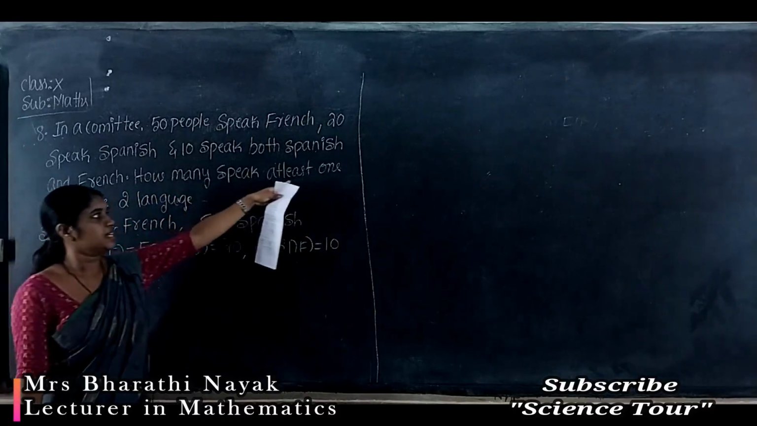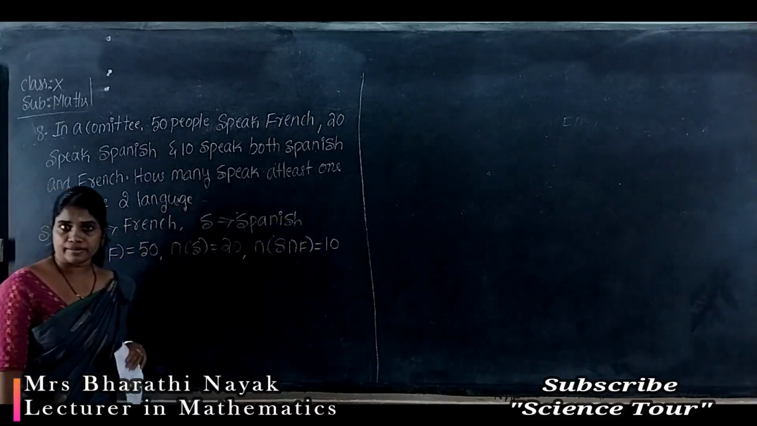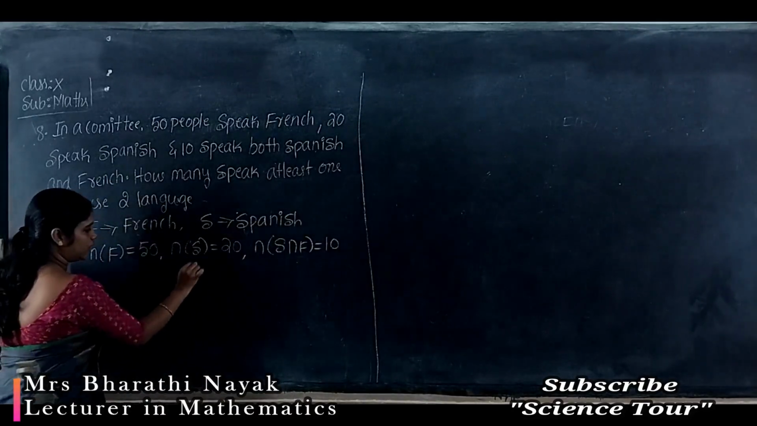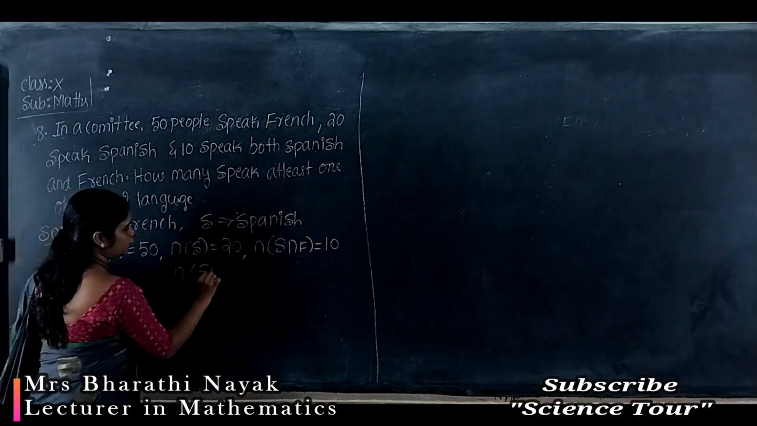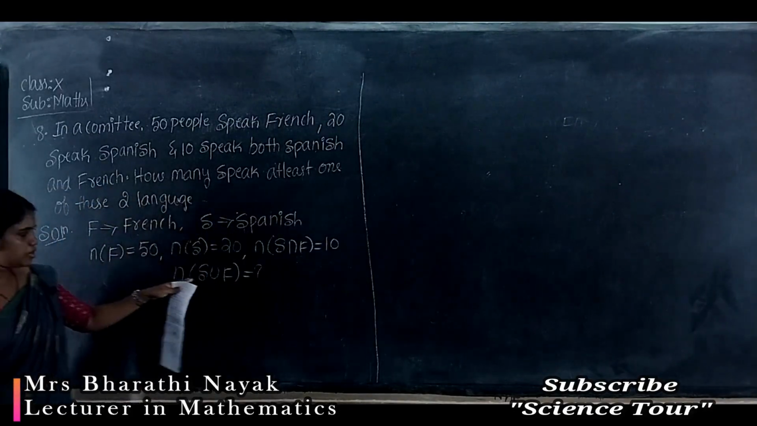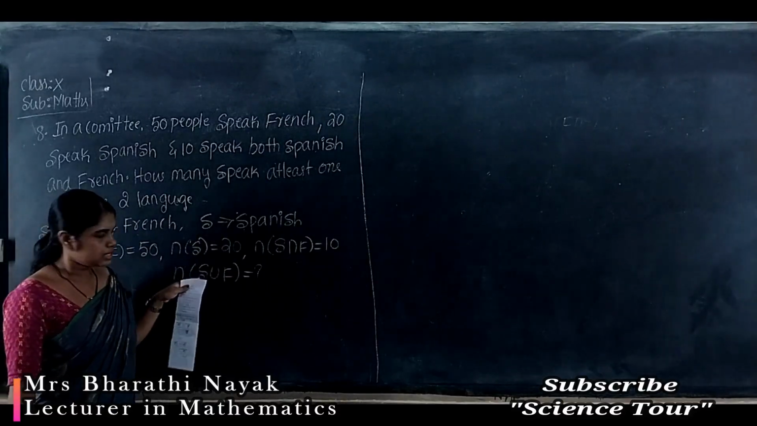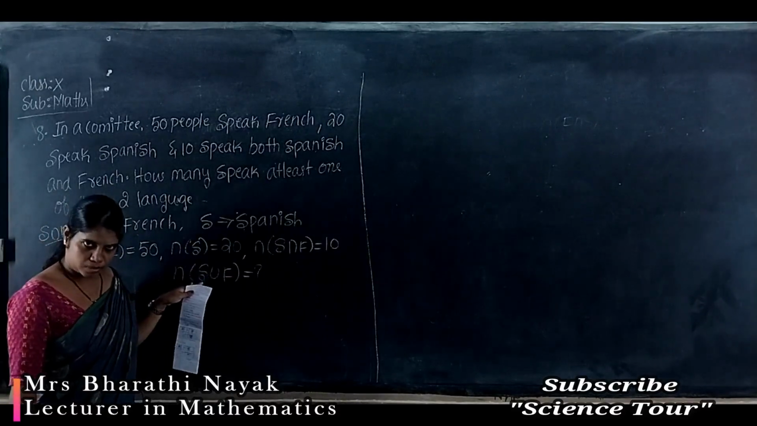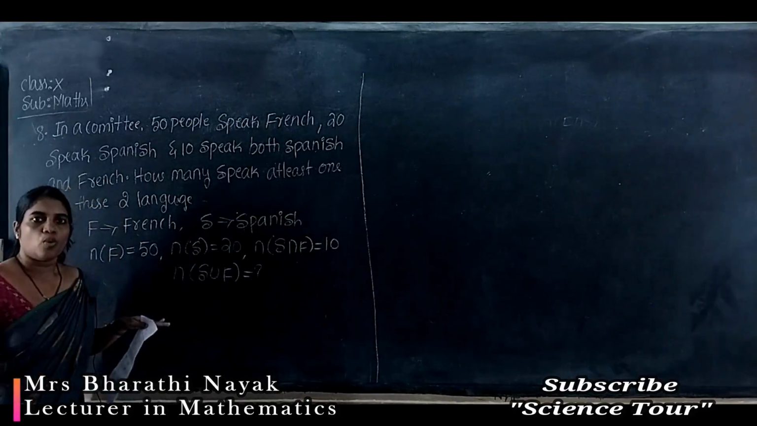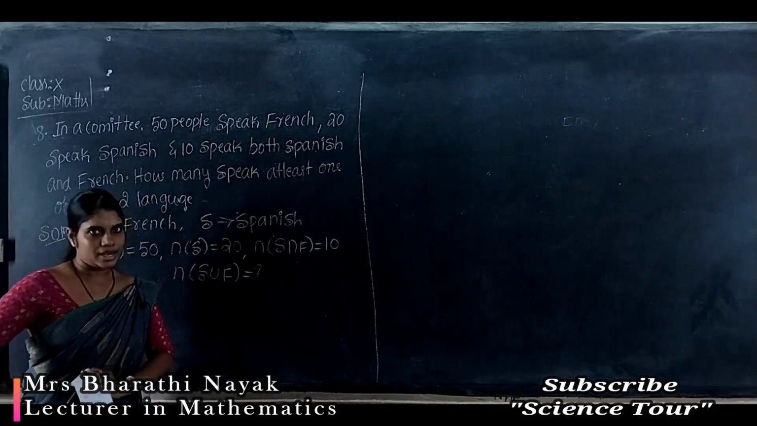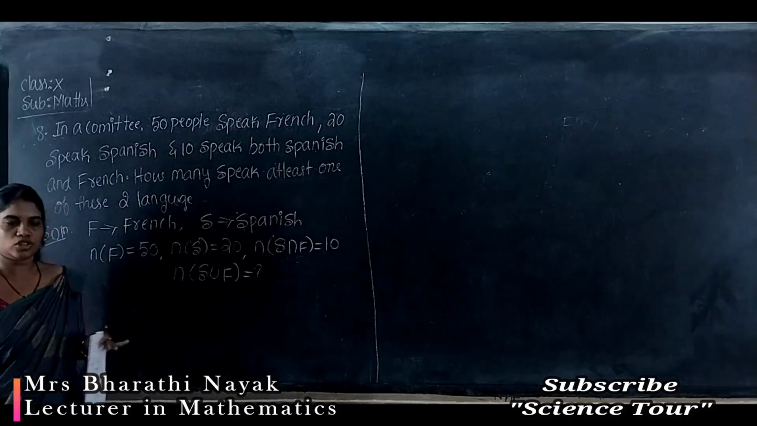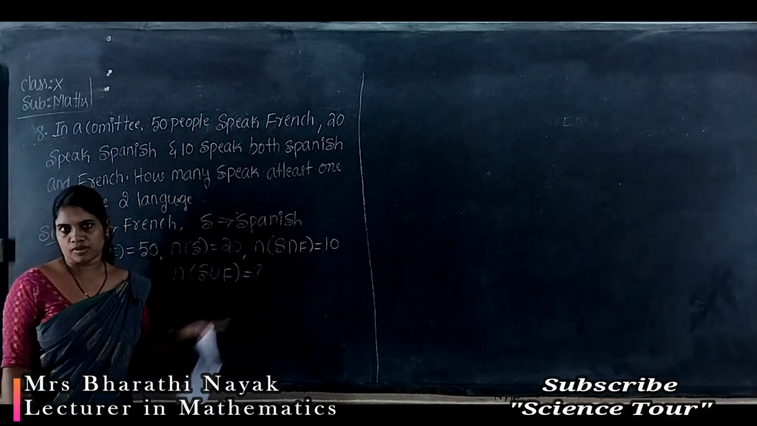What is your question now? How many speak at least one of these two languages? You have to calculate N of S union F. At least one means some people will speak Spanish and some people will speak French. At least one language means Spanish people as well as French people. Put together, that is the number we have to calculate.